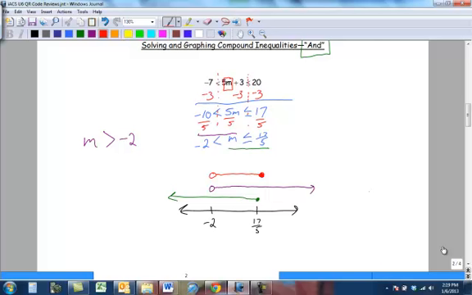That's our final answer. Now, that means that all the numbers between -2 and 17/5 are the solution to our original inequality here. If you plugged in, for example, 0, 5 times 0 is 0, plus 3 is 3. 3 is greater than -7, and 3 is less than or equal to 20. All of the numbers within this range are solutions to this inequality, and that is an and.